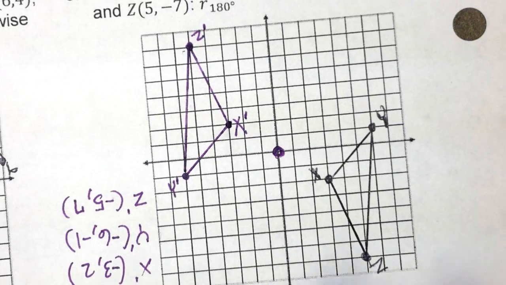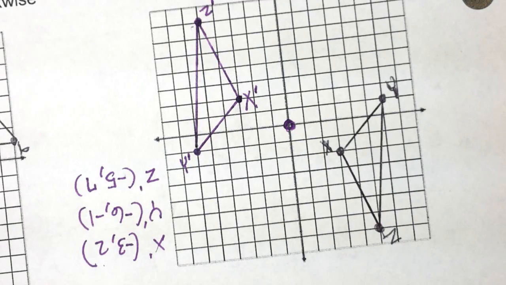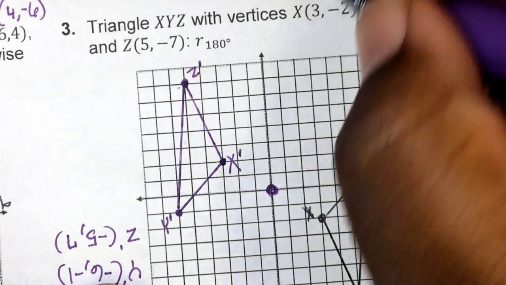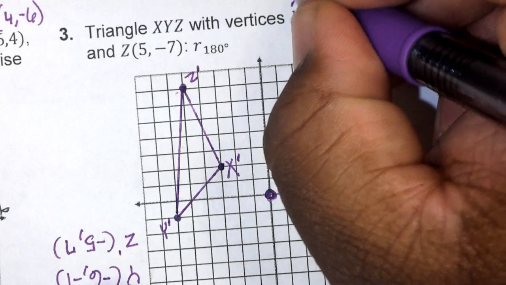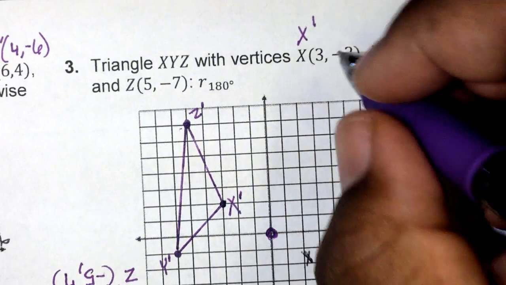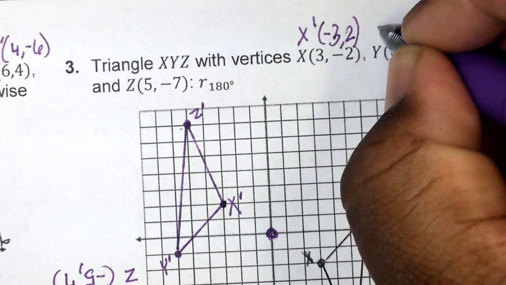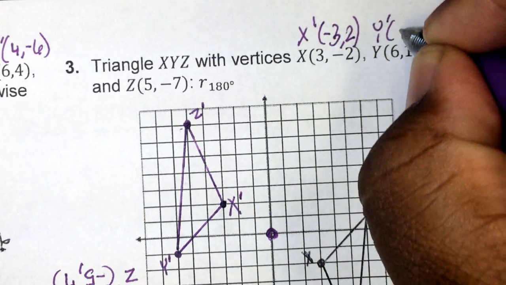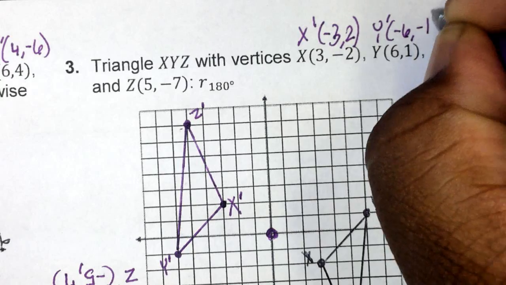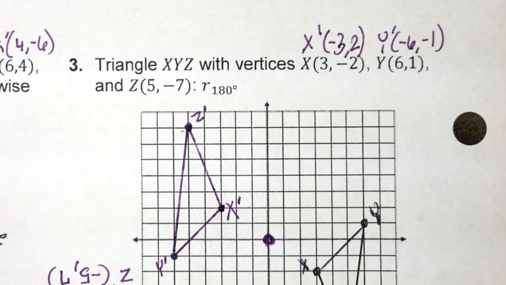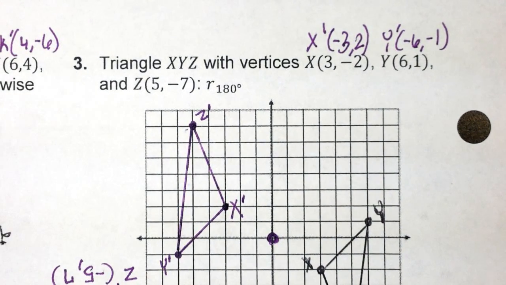Alright, if you did it correctly, it should look like a 180 rotation. Make sure you label correctly too. Points should be labeled correctly. Our x prime ended up being -3, +2. Our y prime ended up being -6, -1. I'm sure y'all figured this one out by now too. What happened?